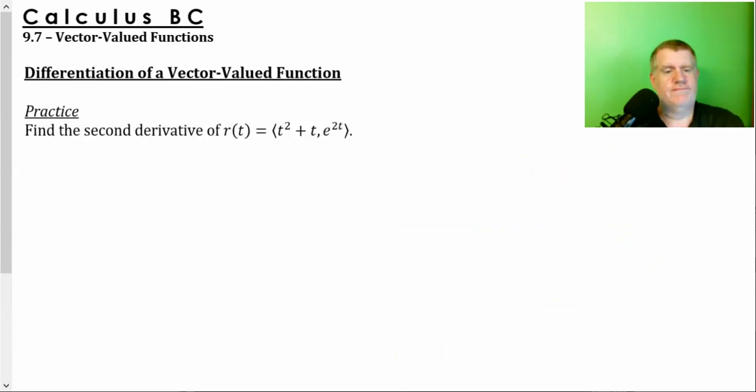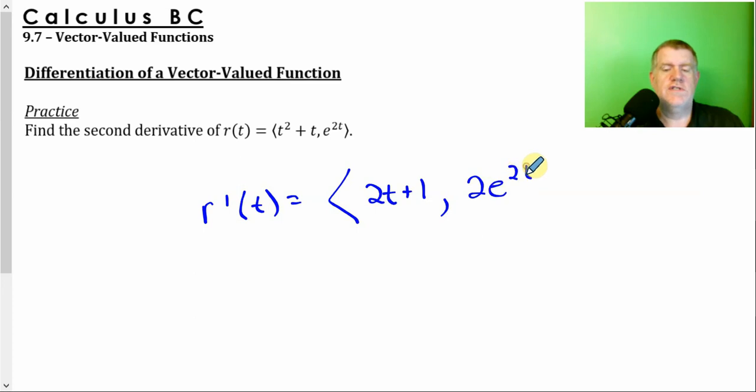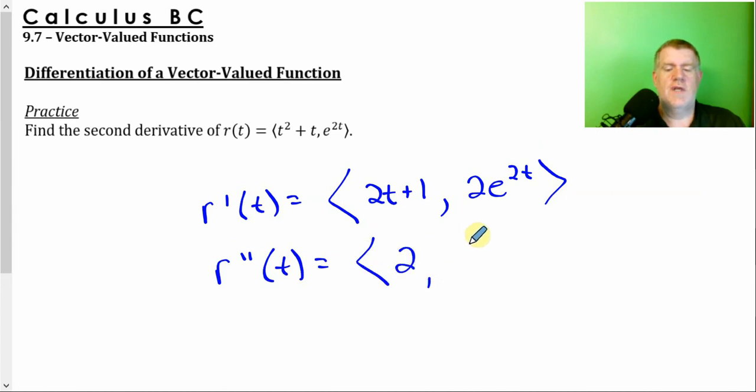Derivatives. Look at this. Again, derivatives are just like normal. You just take them. So the derivative of t squared plus t is 2t plus 1. That's the x component. The y component would be 2e to the 2t. And we can just go on and on like that. The second derivative is 2. This would be 4e to the 2t. And there's your higher order derivatives. We can go on and on and on. So derivatives are pretty straightforward.